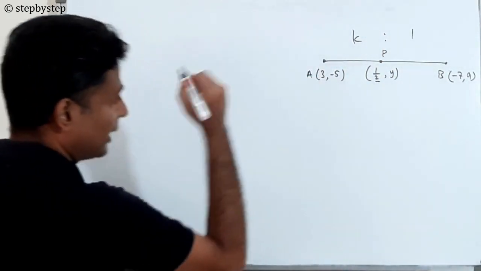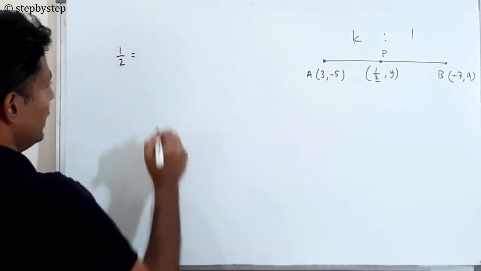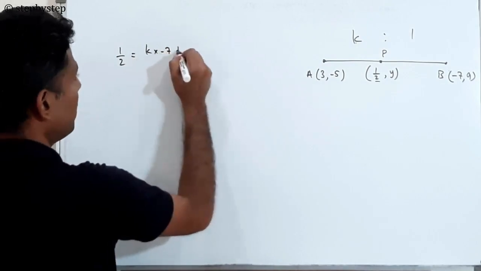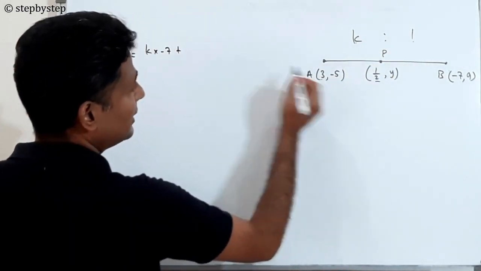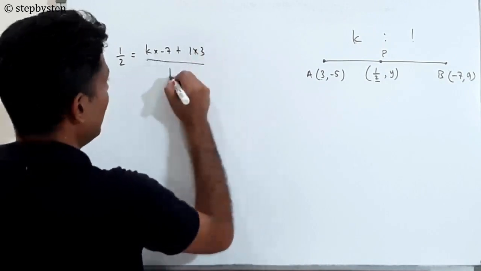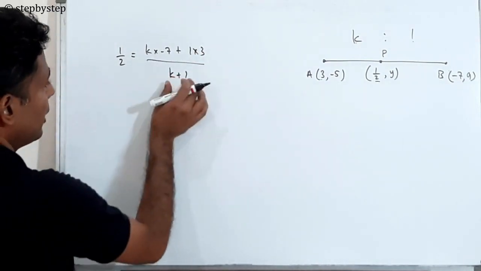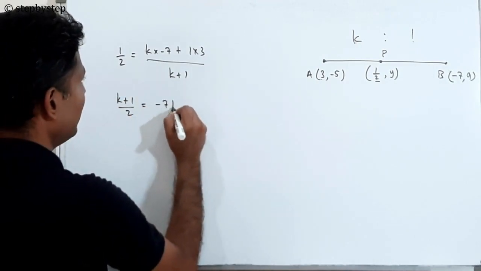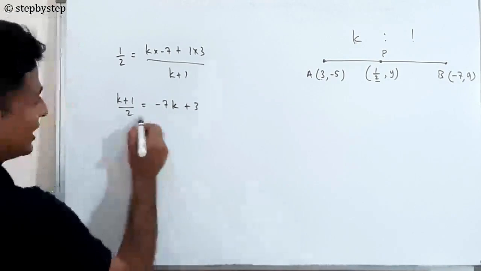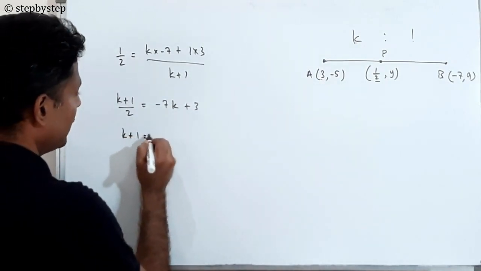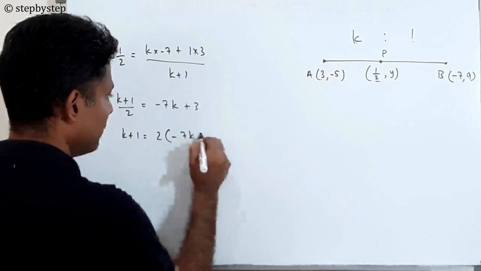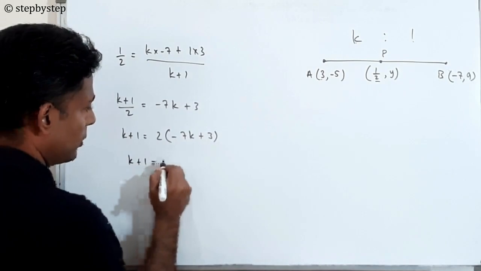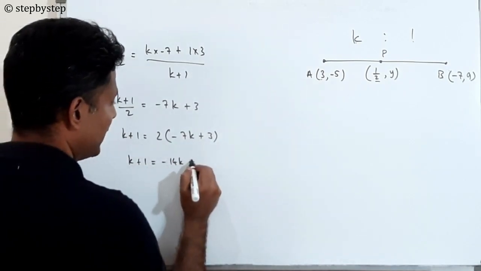Since we know the x coordinate, we'll use the x coordinate: 1/2 equals (m x2 + n x1)/(m + n), that is (k into -7 plus 1 into 3)/(k + 1). Now transposing, I get (k + 1)/2 = -7k + 3. Now I transpose 2 to that side, it becomes k + 1 = 2 into (-7k + 3). Remember, we have to multiply with the whole thing. So we get k + 1 = -14k + 6.